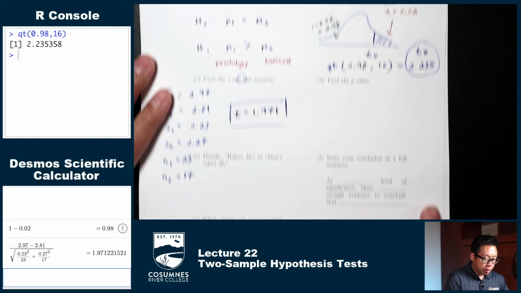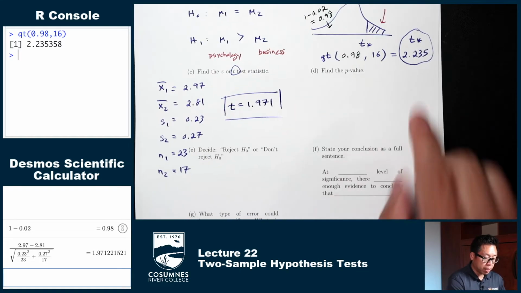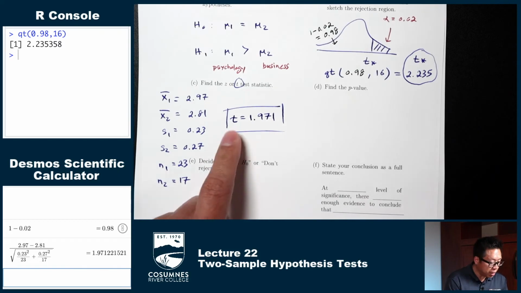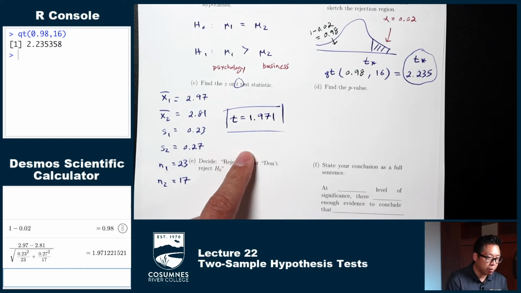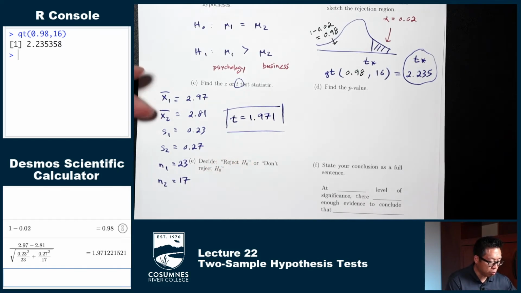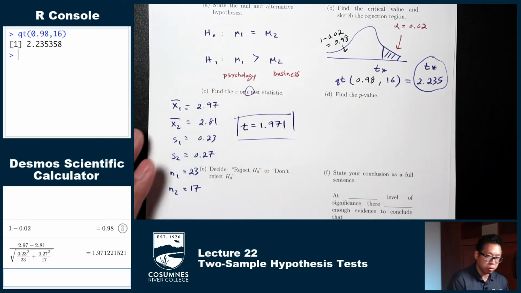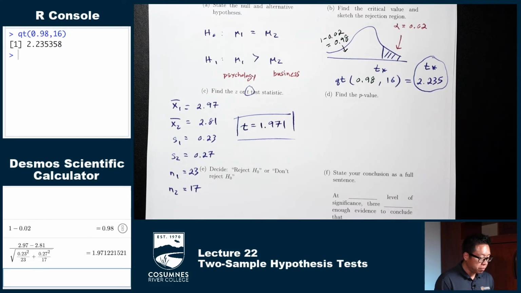Like I said, for pictures that are shaded to the right, we expect the critical value and our test statistic to be positive. So if you got a negative here, what probably happened was you swapped your 1s and 2s. That's why I said to label your 1s and 2s so that you have it in the right order.